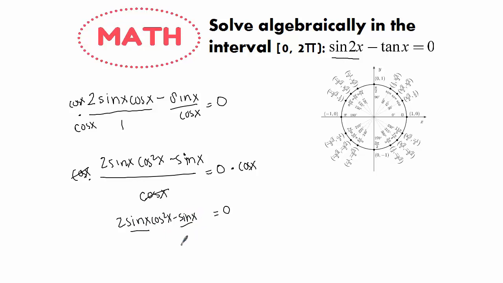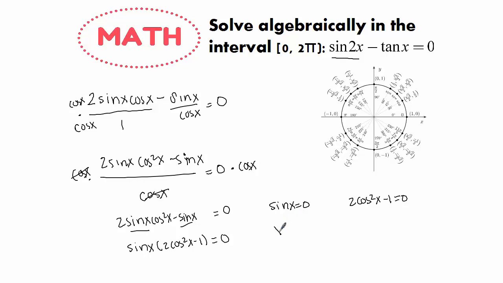Since we have sine in both pieces, we're going to factor out a sine. That's going to leave us with 2 cosine squared x minus 1. We're going to set each of those equal to 0 because we have two factors, so it's going to be sine x equals 0, and 2 cosine squared x minus 1 equals 0.